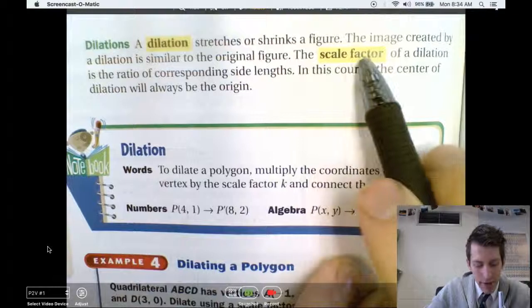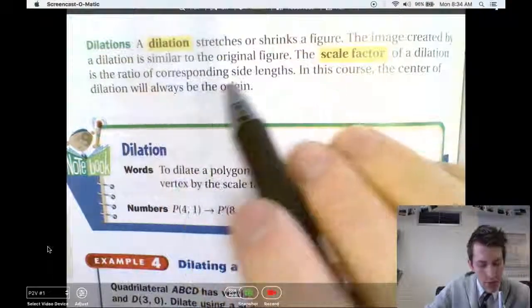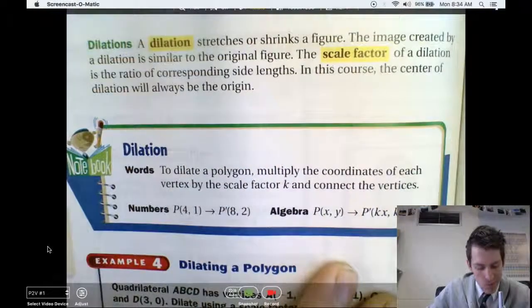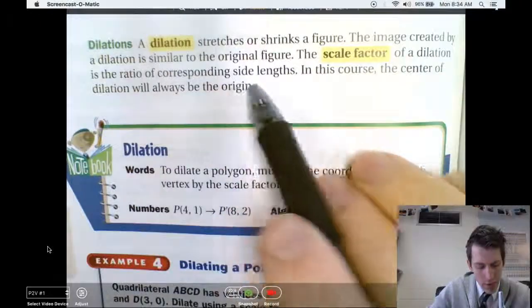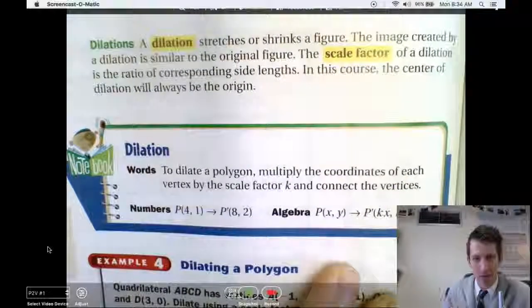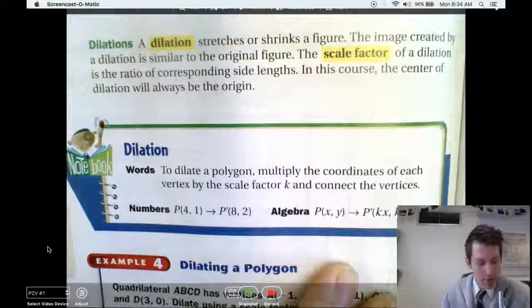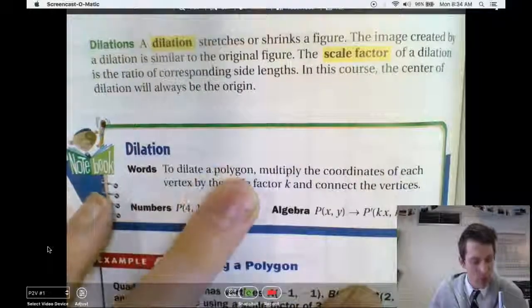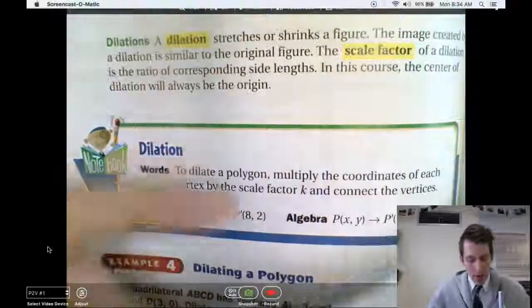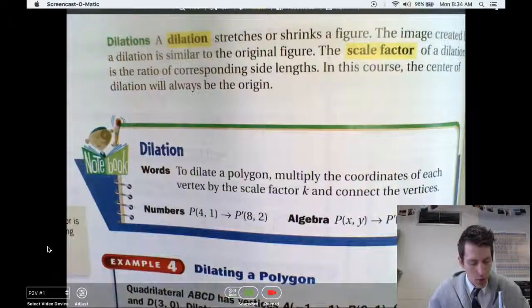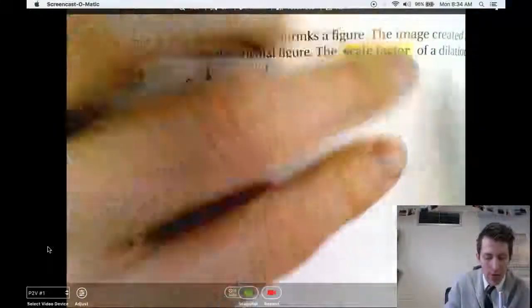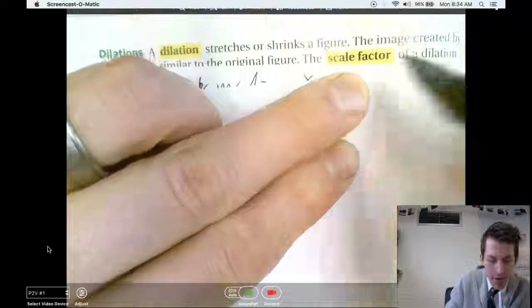The scale factor of a dilation is the ratio of corresponding side lengths. The ratio of corresponding side lengths. We'll talk about that in a sec. In this course, the center of dilation will always be the origin. Okay, cool. So, I want you to notice this word scale factor.